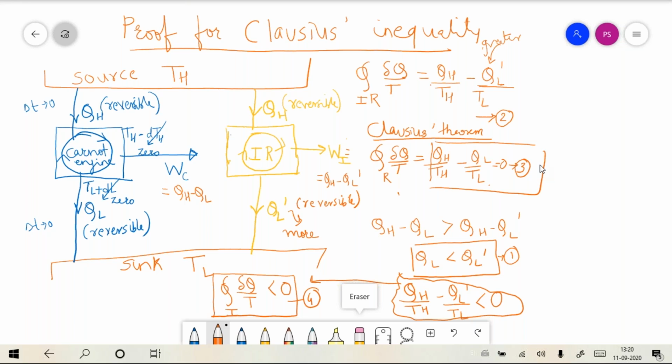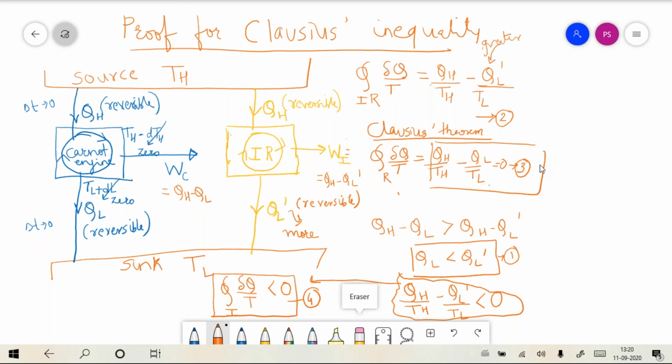So what is equation 3 and what is equation 4? Equation 3 says that the cyclic integral of del Q by T, if it is a reversible cycle, is equal to 0. That comes from the Clausius theorem. And equation 4 we have proved: if it is an irreversible cycle, then the cyclic integral of del Q by T will be less than 0, meaning a negative value.